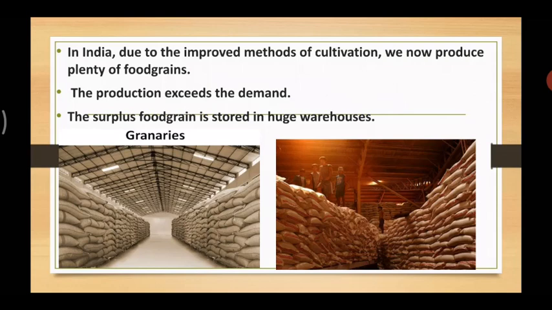Students, in part 1 of this lesson, we have learnt about improved methods of agriculture or cultivation. So, due to this, we now produce plenty of food grains. We produce plenty of food grains because of the improved methods of agriculture. And as the population of our country is increasing and so its demand, now the production also exceeds the demand. The surplus food grain means the amount of food grain that is stored in huge warehouses. Lots of food grains are stored in huge warehouses. Let's move forward.